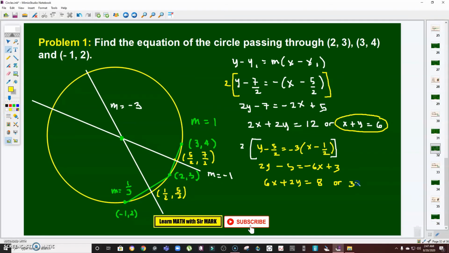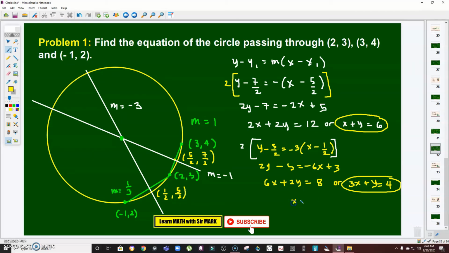This one will become 3x plus y equals 4. So this will become my second equation. Now from here, we eliminate y, get x, and then substitute so that we can get y. Alright, so it's the same process.